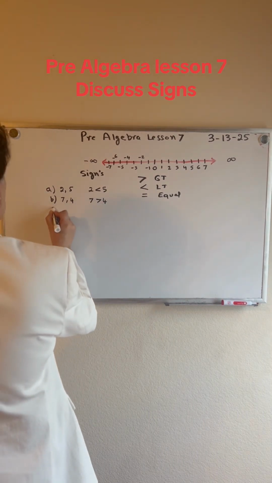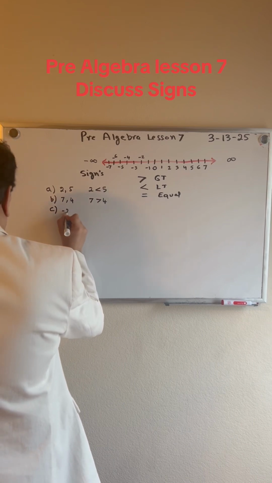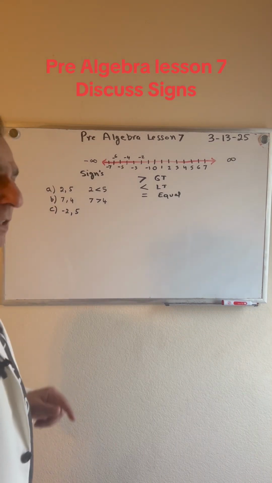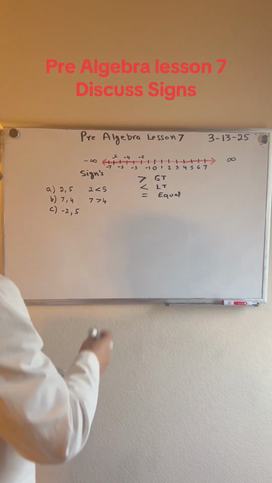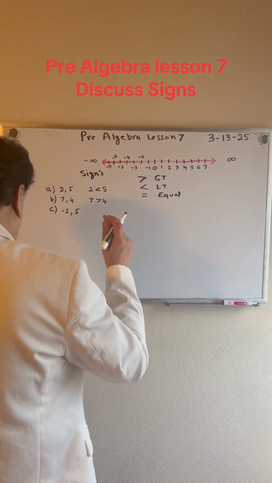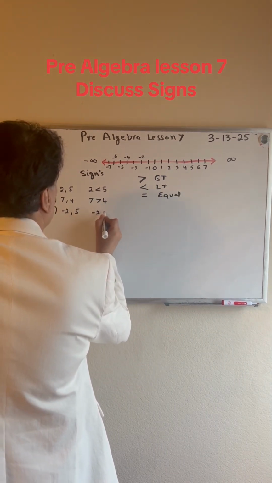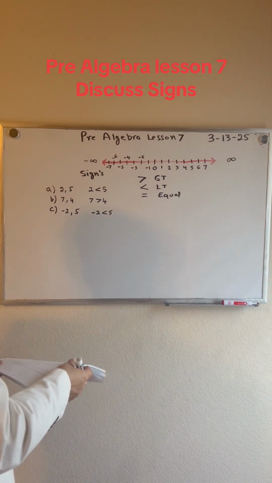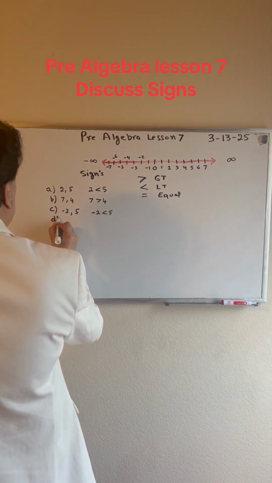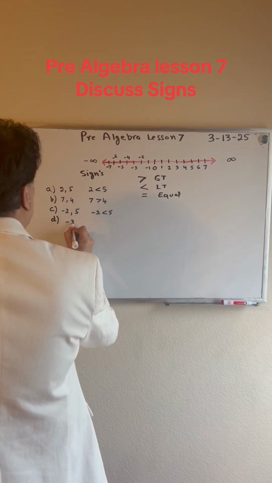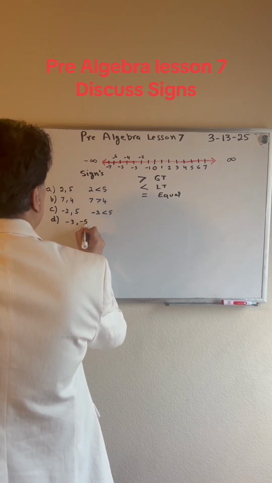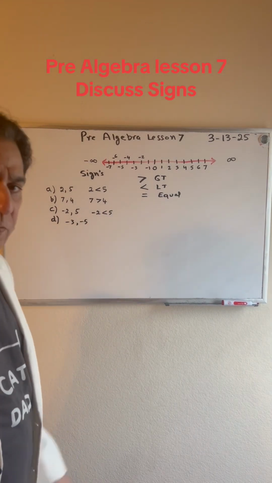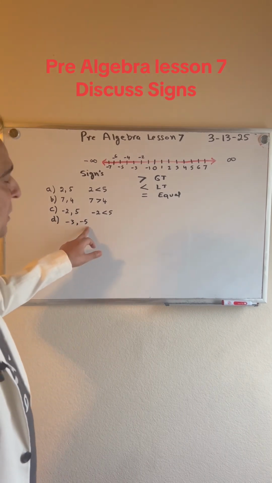C, we have -2 and 5. In this particular case, you're going to say -2 is smaller than 5, right? -2 is smaller than 5. Then let's say we have another one, D. Say we have -3 and -5. Now I ask you, is -3 smaller than -5? Or is -3 bigger than -5?